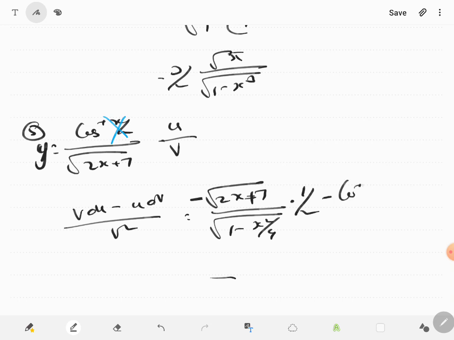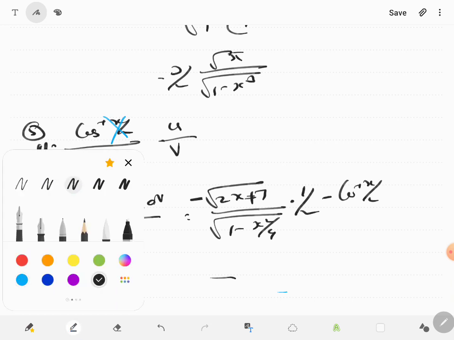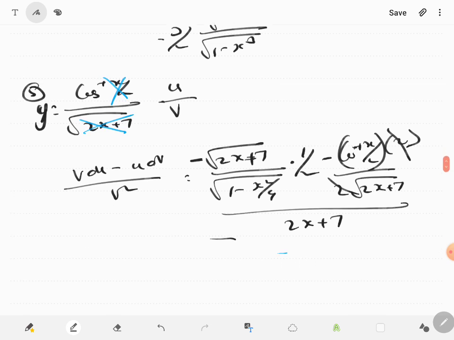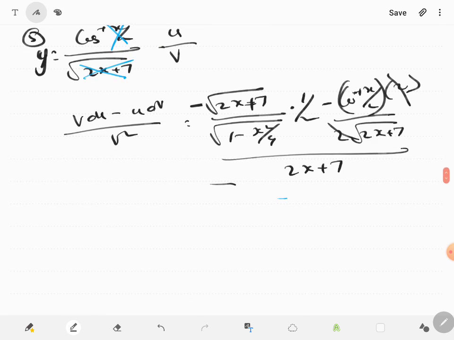Minus cos inverse of x by 2, and differentiation of the denominator, which is like root x again, is 1 by 2 into root of 2x plus 7, and differentiation of 2x is into 2. This is cos inverse of x by 2. You can't cancel the 2 and 2 here, but this 2 and this 2 can be cancelled. The denominator has to be squared. Root of 2x plus 7, the whole square, will be 2x plus 7. So you can further solve it.